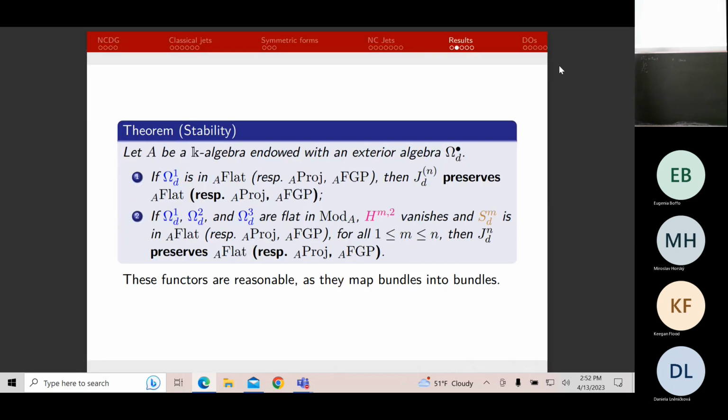Other important theorems are this one, which essentially tells us that under reasonable conditions, the categories of finitely generated projective and flat modules are preserved. And in particular, why is this important? It's important because, as I said before, finitely generated projective modules correspond to the generalized notion of vector bundle. So what this is telling us is that the jet functor maps a bundle into a bundle, which is the jet. So this is why this theorem is important. So it makes sense.